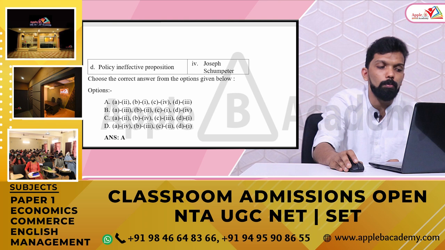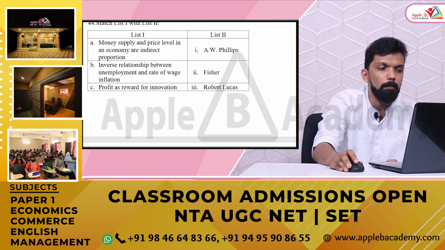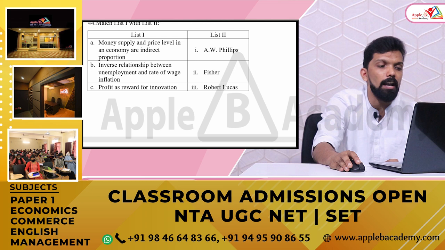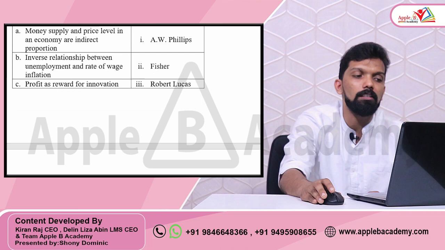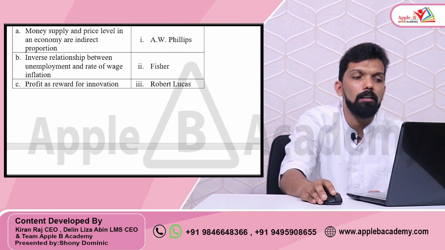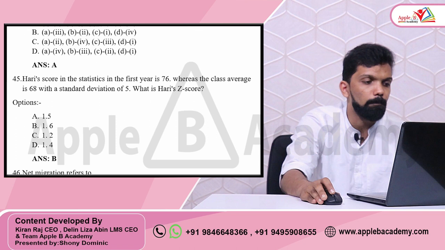First one, in list 1, money supply and the price level in the economy are in direct proportion is connected with Fisher. Then the second one, inverse relationship between unemployment and the rate of wage inflation is connected with A.W. Phillips. Profit as a reward for innovation is Schumpeter. Then the last one, policy ineffectiveness proposition is connected with Robert Lucas. Okay, so the right answer is option A.